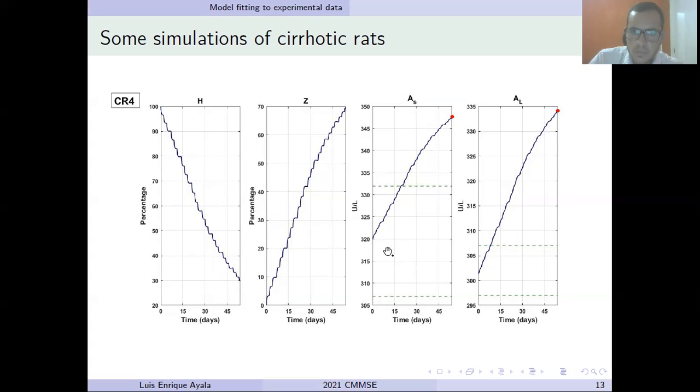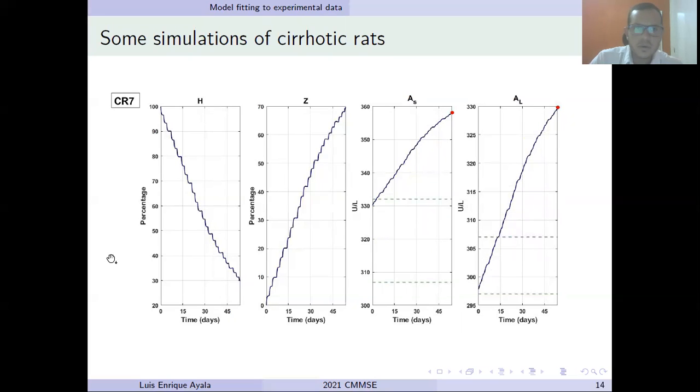So we can see that a value between these lines is a reasonable value, and the model fits very well the experimental data. And here I show you another simulation. This corresponds to cirrhotic rat 7. And we can see the same as in the previous slide. The model fits very well to the experimental data.